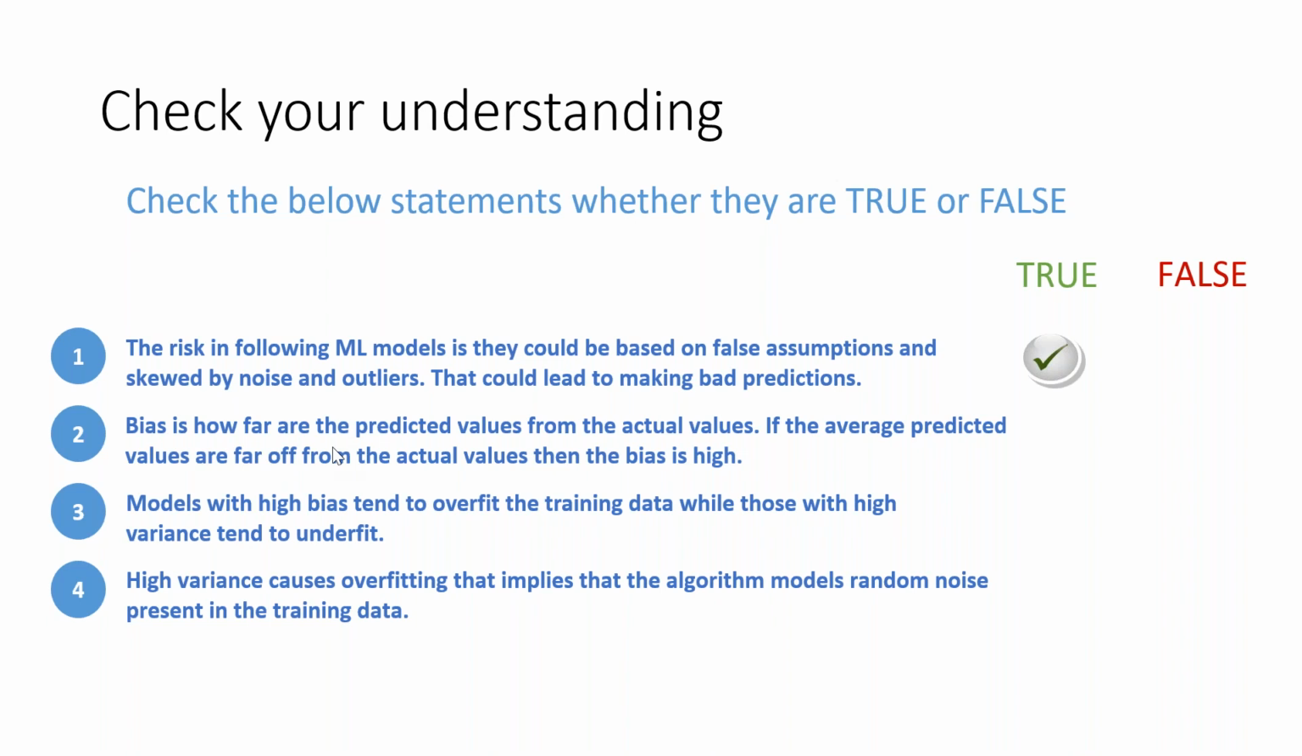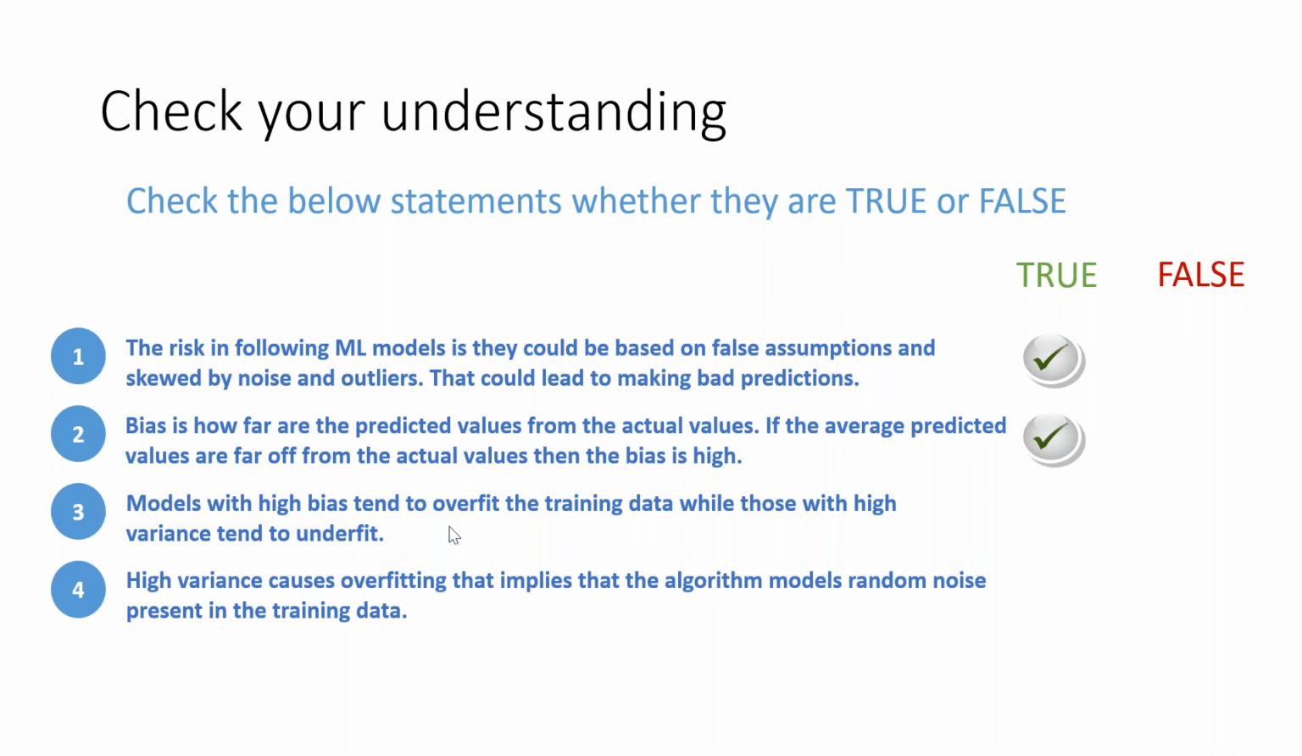Bias is how far the predicted values are from the actual values. If the average predicted values are far off from the actual values, then the bias is high. True or false? True. Yeah, they're consistently inaccurate. Okay.